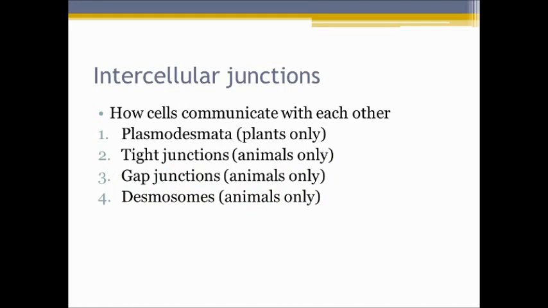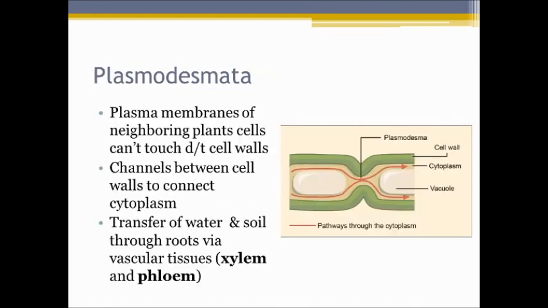Lastly, how do cells communicate with each other? In plants, they communicate via Plasmodesmata. So neighboring plant cells do not typically touch because of these bulky cell walls. So the plasma membranes of neighboring plant cells contain these channels called Plasmodesmata to help connect the cytoplasm and communicate. Water and soil is transferred through roots via the vascular tissue xylem and phloem.